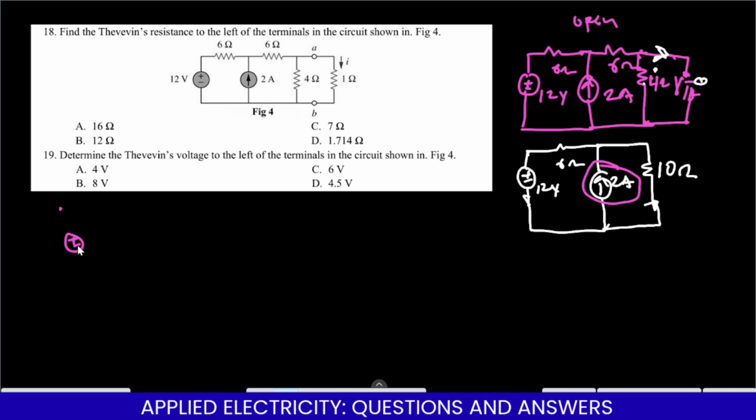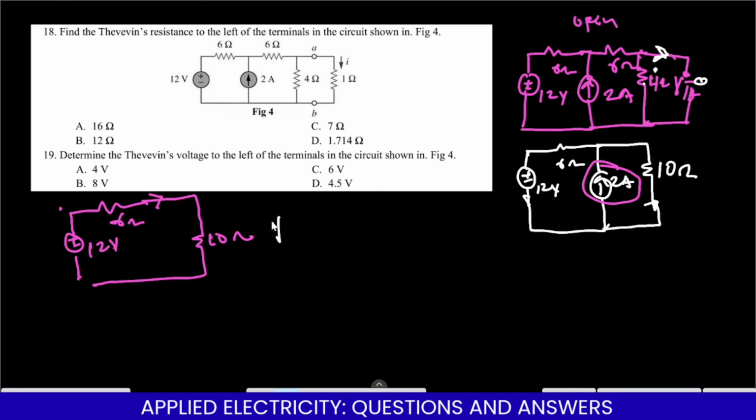So our resulting circuit will be a 12 volt voltage source with a resistance in series, which is the 6 ohms, and another resistance in series, which is the 10 ohms, because the other one has been open circuited. So here, if you are looking for the current, it is the one current passing through.